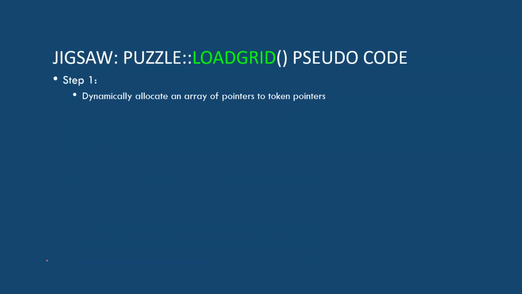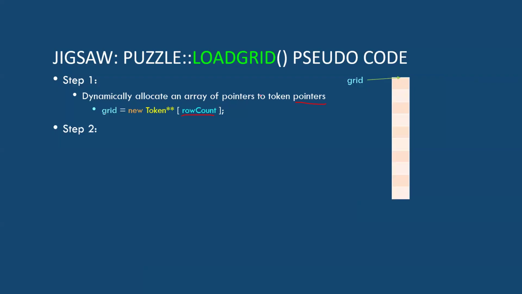Now, a couple of steps real quick, and we'll go through a couple of examples of this. We're going to dynamically allocate an array of pointers to token pointers. This is kind of like marionettes, right? That's us saying grid equals new token double star row count. If I want to have this many rows in my grid, I want a pointer to a token pointer for each of them. You can think of it like that.